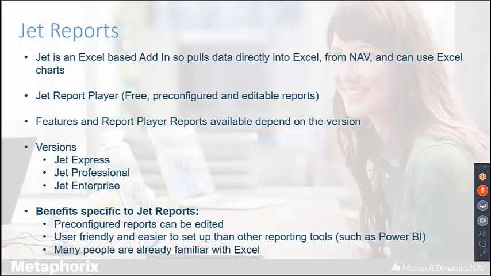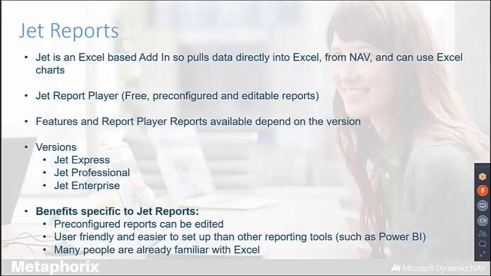But then we've got Jet Reports. So Jet Reports is for more sophisticated reporting and is much more powerful than standard NAV reporting. So Jet is an Excel-based add-in that pulls data directly into Excel from NAV, and then once the data's there, you can use Excel charts. Also with Jet, you get the report player. So the report player is a selection, it's quite a large selection actually, of free, pre-configured and editable reports.